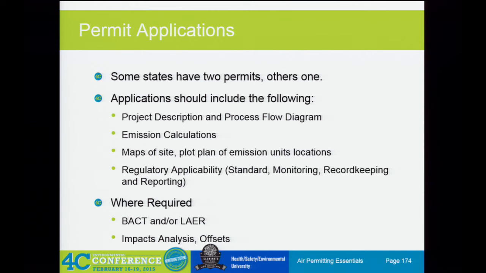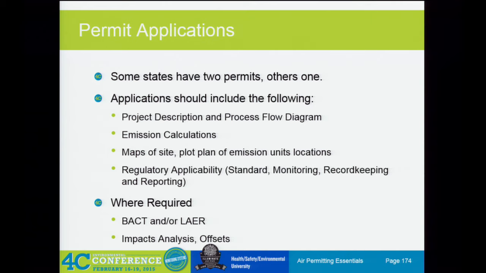So some sites have 2 permit applications, some sites have 1. But generally, the applications are going to include these things. You're going to need a description of the process, which is going to include a text description and the process flow diagram, and you'll also want a text description of what the project is. You'll add those emission calcs that we talked about before. You'll want a description of the site outside of the project, where the site sits, what's around the site. That'll be a map. You'll need a plot plan.